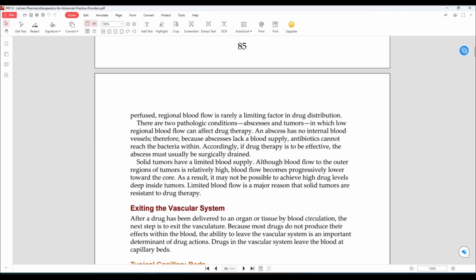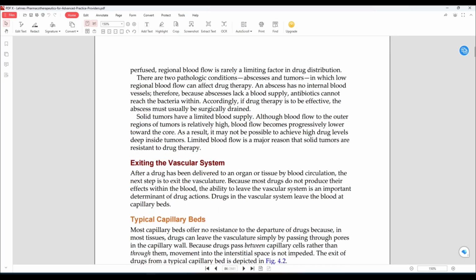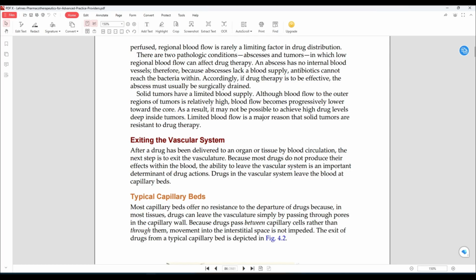There are two pathologic conditions, abscesses and tumors, in which low regional blood flow can affect drug therapy. An abscess has no internal blood vessel. Therefore, because abscesses lack a blood supply, antibiotics cannot reach the bacteria within. Accordingly, if drug therapy is to be effective, the abscess must usually be surgically drained.